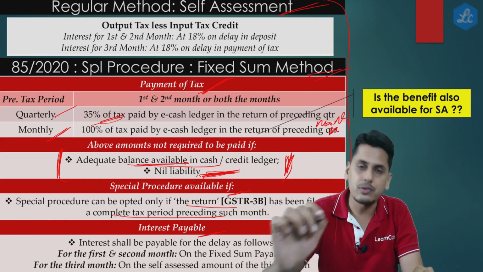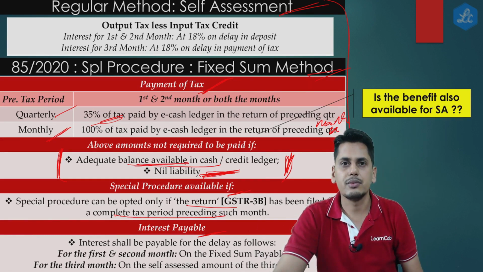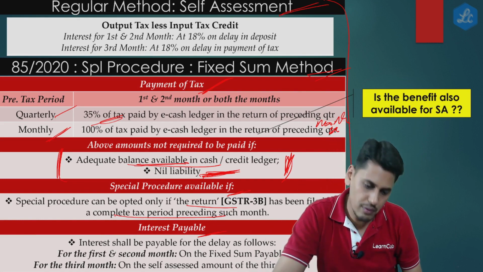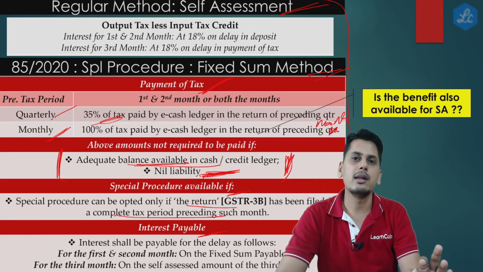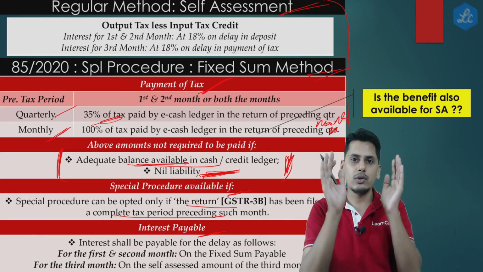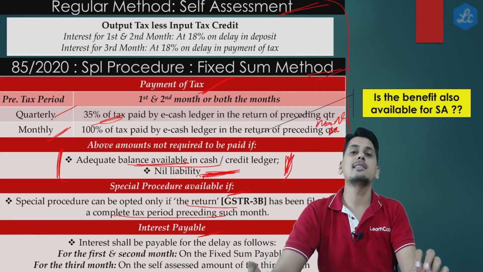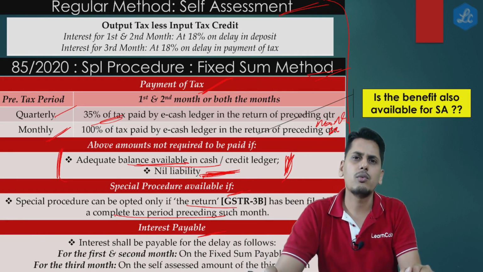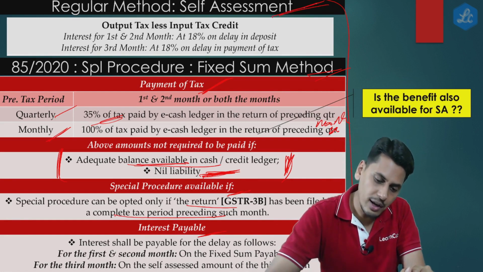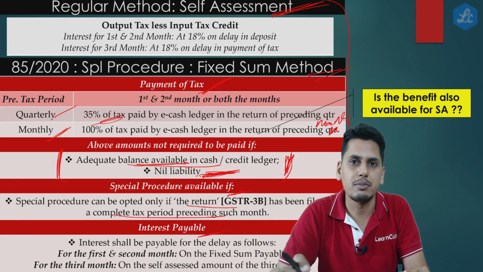The next one: if there is adequate balance available in the cash or credit ledger, this is specifically told in the fixed sum method. However friends, it is also applicable for the self-assessment method. What does the law require? The law requires me to deposit an amount in the cash ledger. If I already have sufficient balance in the cash or the credit ledger, why should I make an additional deposit? So friends, logically it should also be applicable for the self-assessment method.